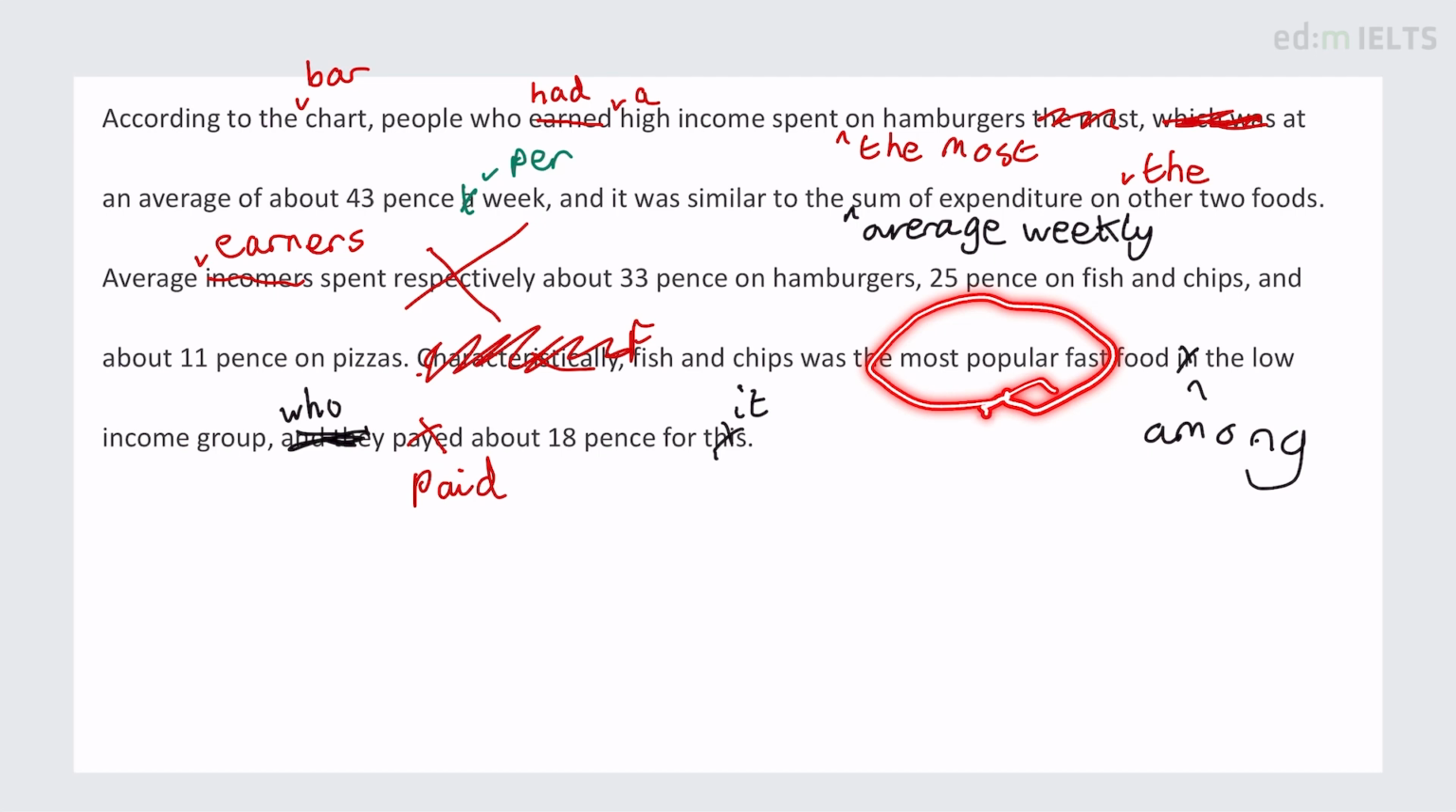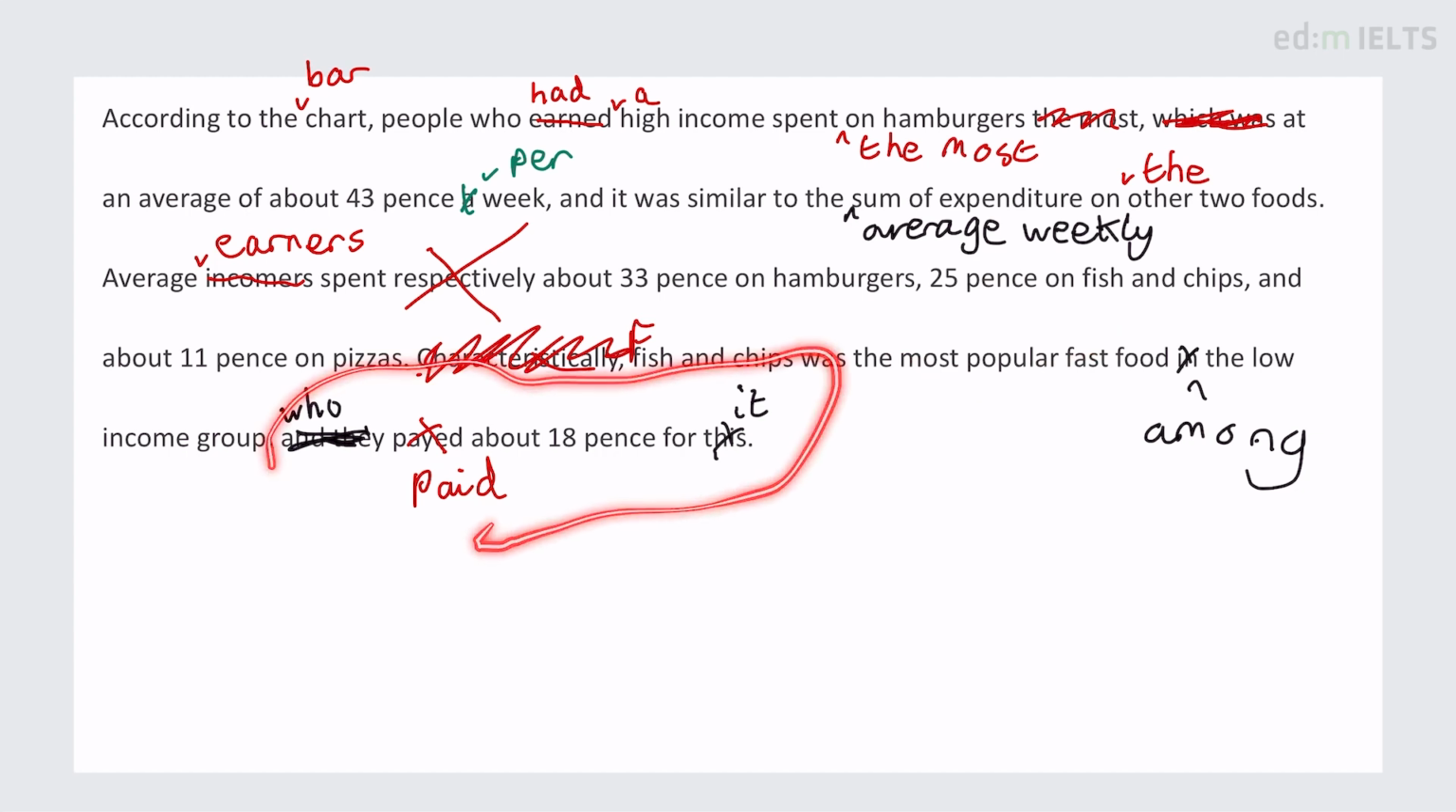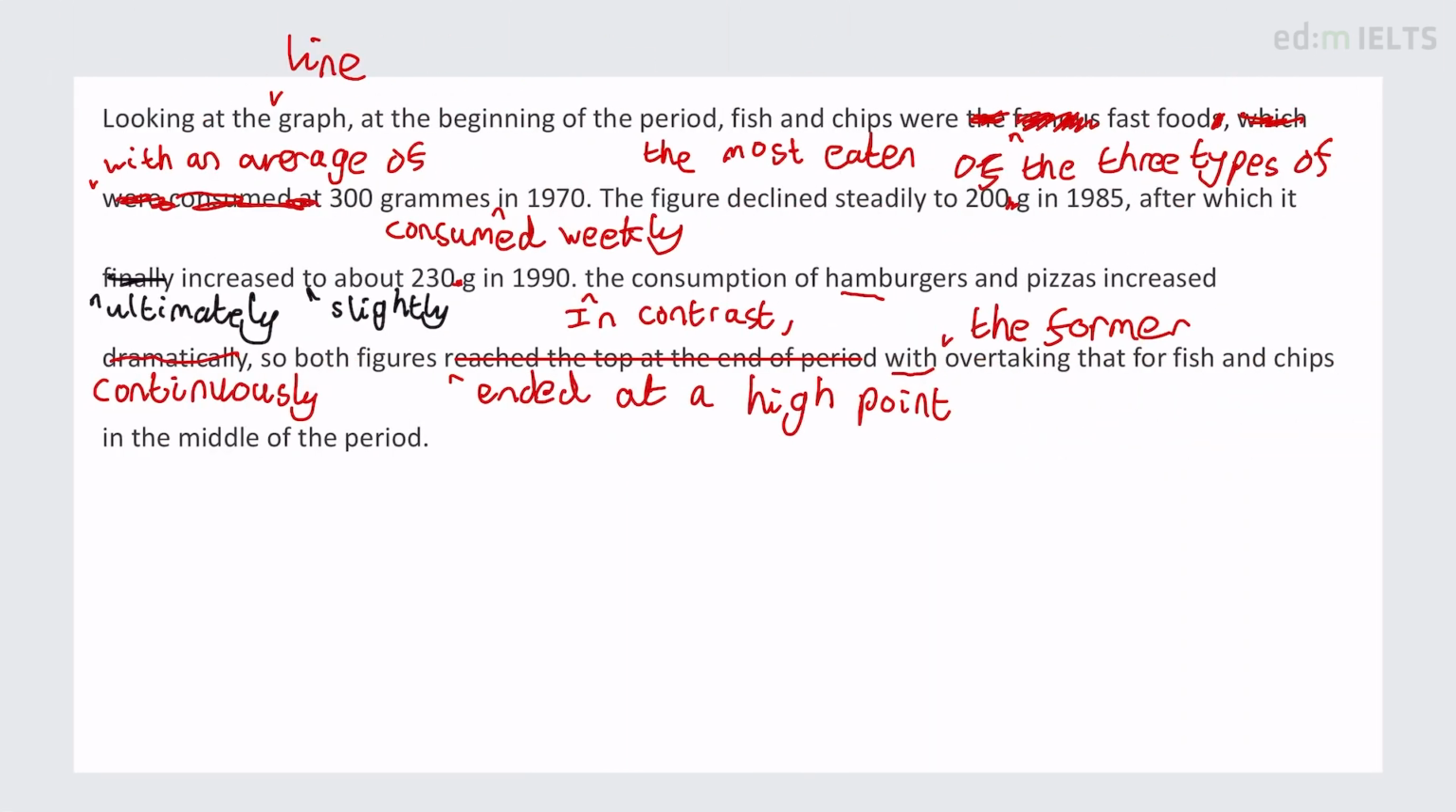But I've changed it a lot already, so I think you get the idea. Fish and chips was the most popular fast food among the low-income group, the most popular in terms of money spent among the low-income group, who paid about 18 pence per week. Of course, it's been said before, but maybe we just have to remind the reader sometimes.